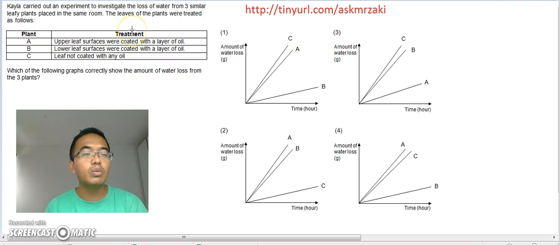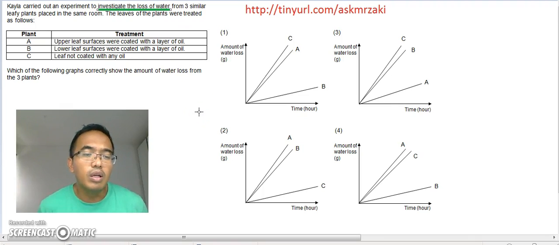So what did Kayla want to find out? What did Kayla want to find out? Kayla wanted to investigate the loss of water from 3 similar leafy plants. So loss of water, okay, is what Kayla wants to find out.